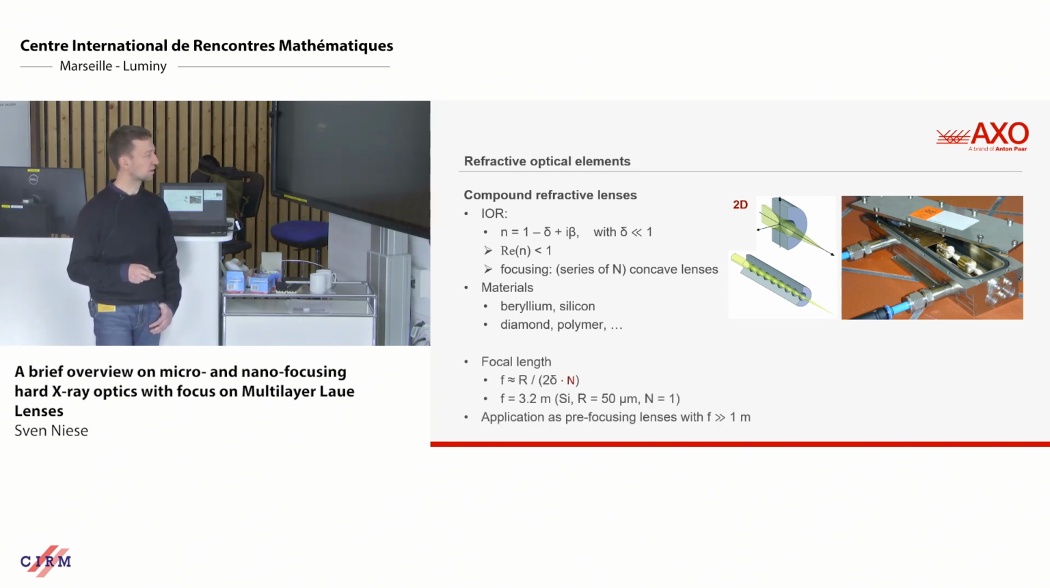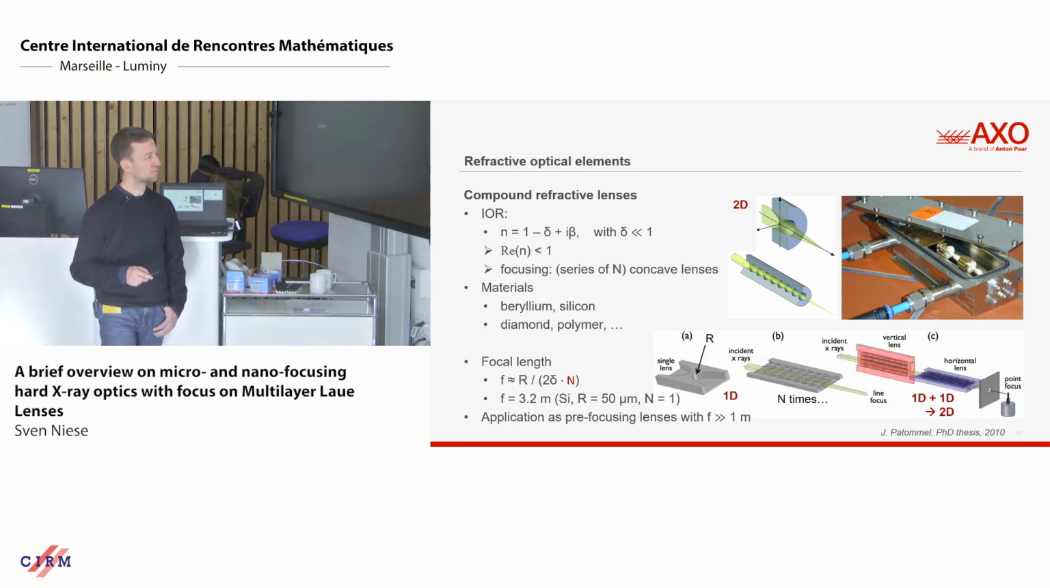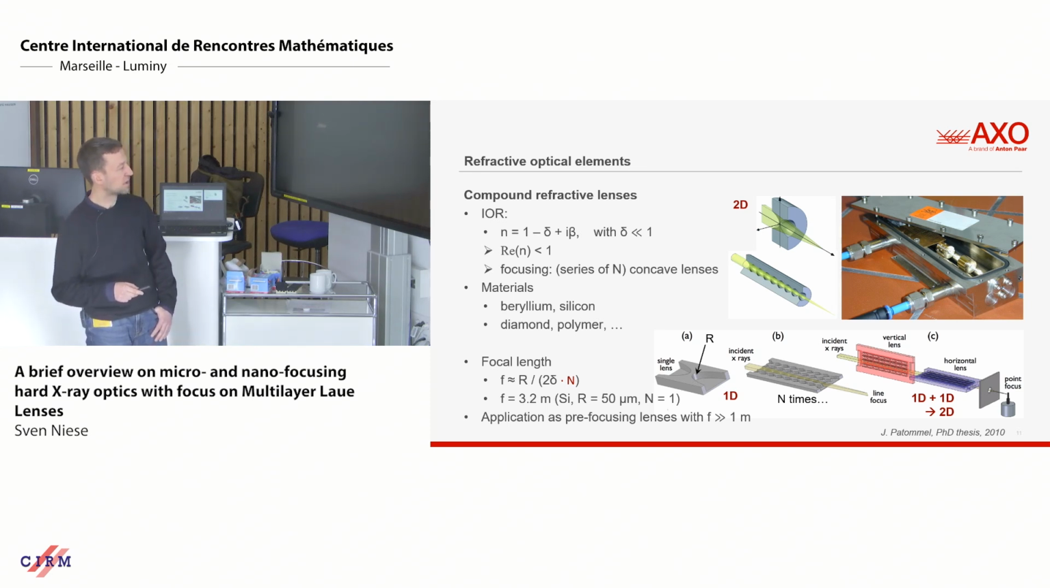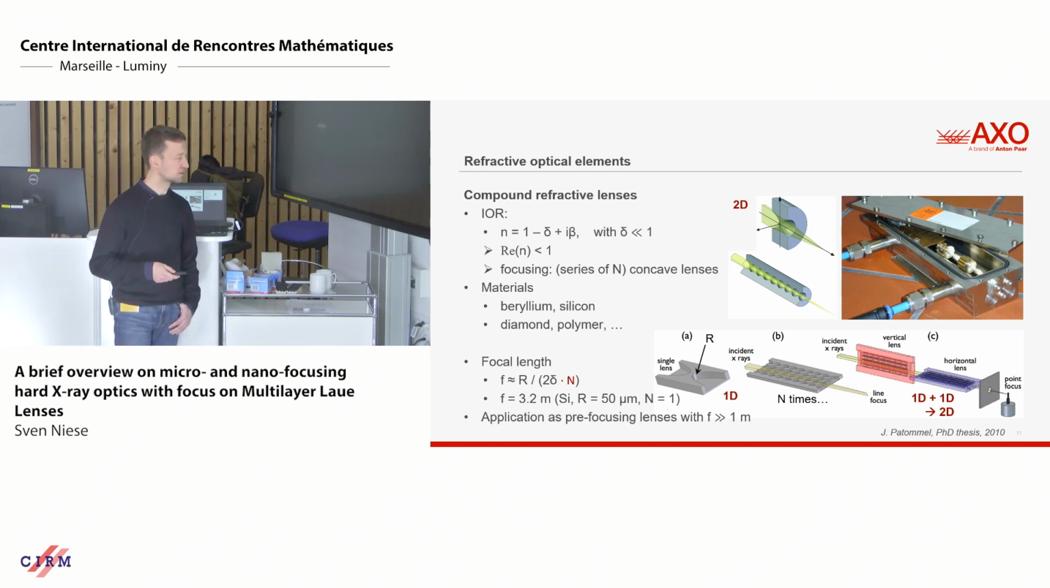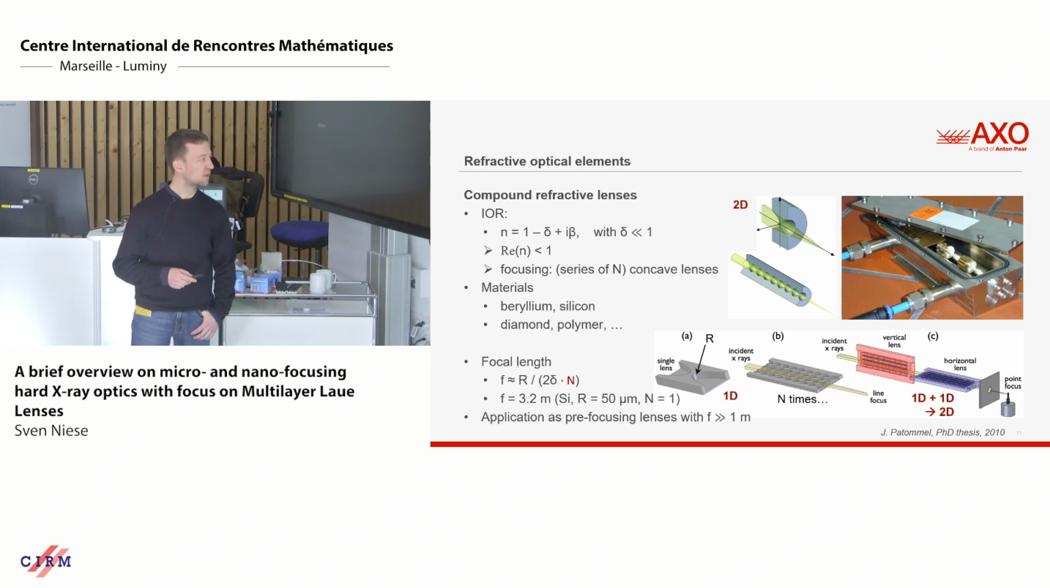Focal lengths can be calculated with this formula. As an example, if we take silicon with a radius of curvature of 50 microns, that's the small radius I'm talking about here, and you have just a single lens, then your focal length will be about 3.2 meters. So if you really want to focus to several millimeters, you need to put a lot of them in series.